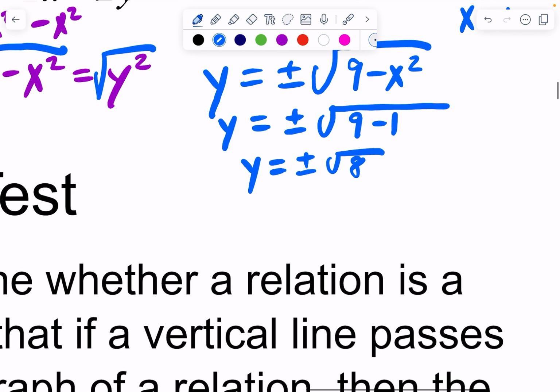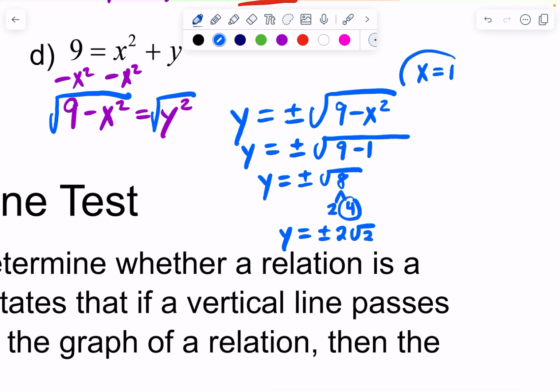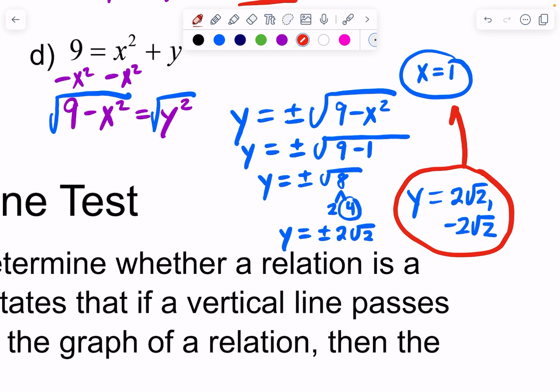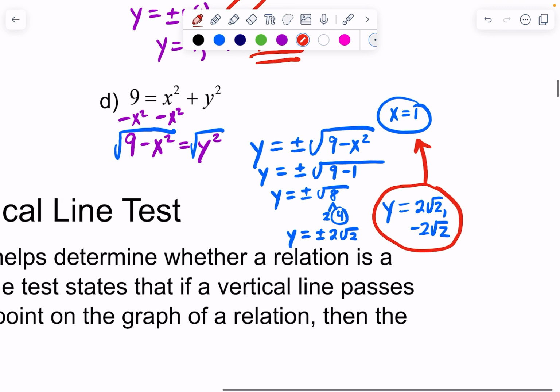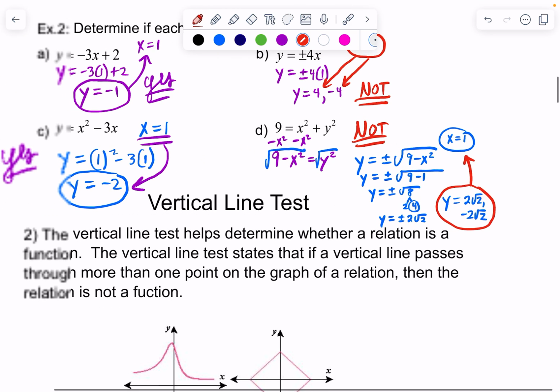We remember how to simplify this. This is 2 times 4. The square root of 4 is 2. So y equals plus or minus 2 square root of 2. So when x equals 1, y equals positive 2 square root of 2 and negative 2 square root of 2. So I have 2 different y values for the same x. So no, this is not a function. And that's how you verify if an equation is a function or not.